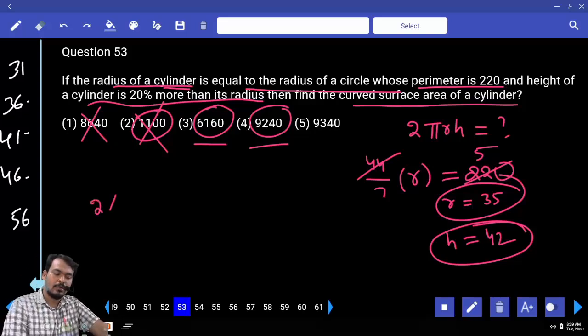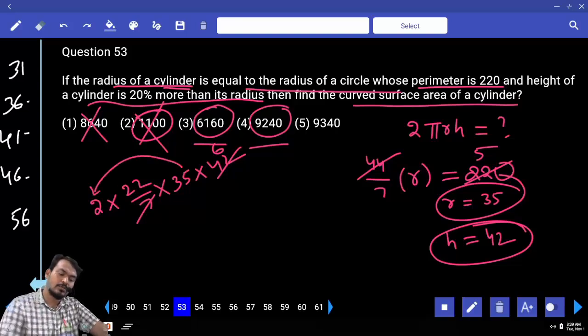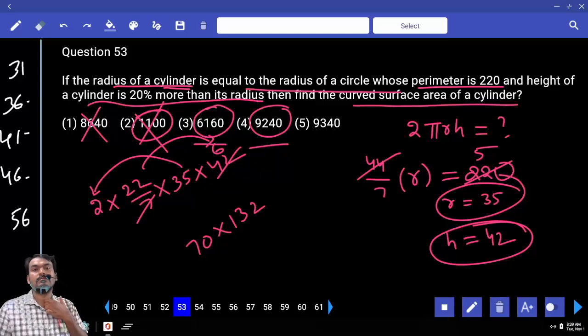2 into pi, nothing but 22/7, into r value 35, into h 42. 7 how many times? 6 times. 35, 2 times how much? 70 into 22 into 6. 132, or not? End with 40. 9240 and 9340. Which one is an 11 multiple? 9240.